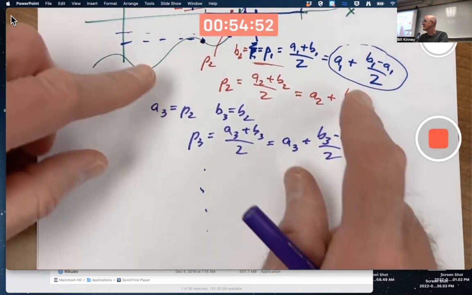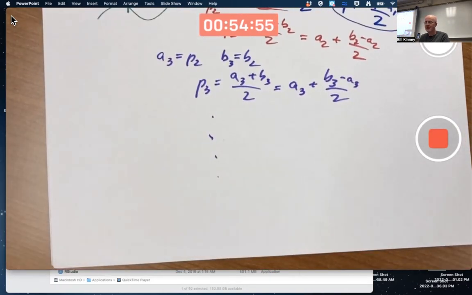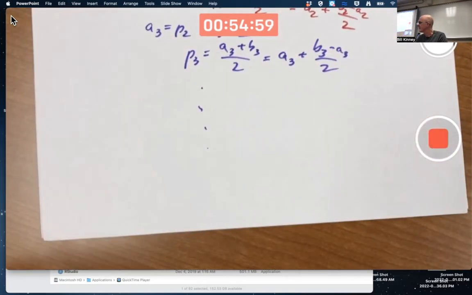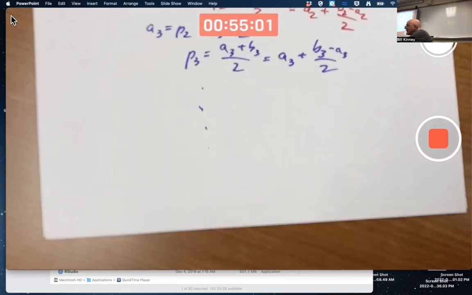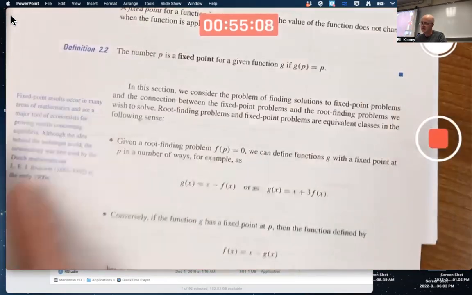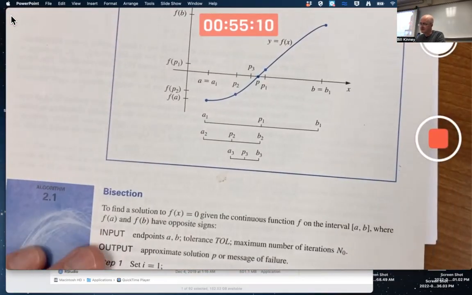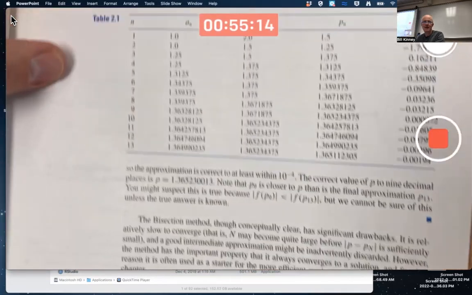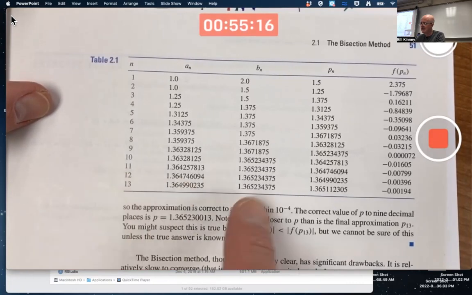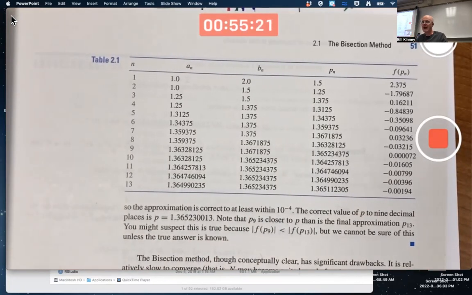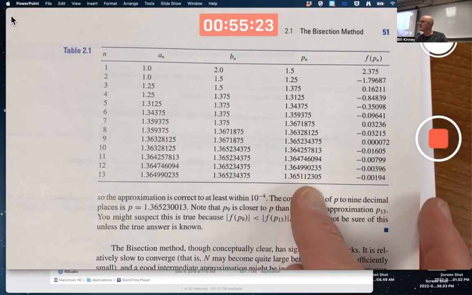On your homework, you'll just need to apply the method. Probably the best thing to do is make a table. Well, we can mimic what the book does. Use a calculator to help you, or if you want, you can program it. Make a table of values: n, a_n, b_n, p_n, f(p_n). And your quote unquote answer is the last value of p_n.